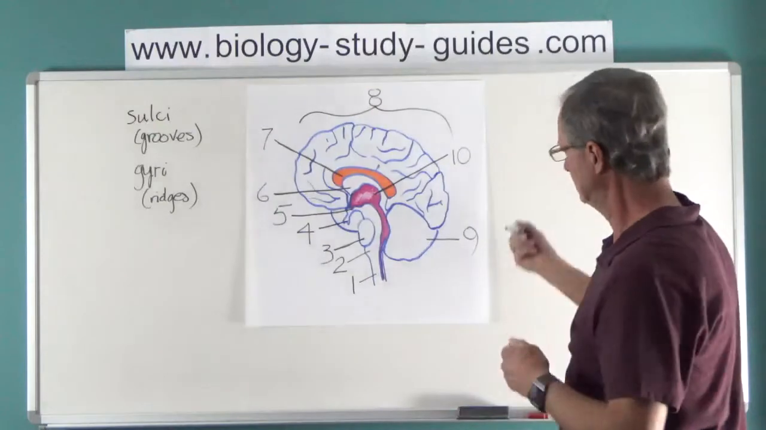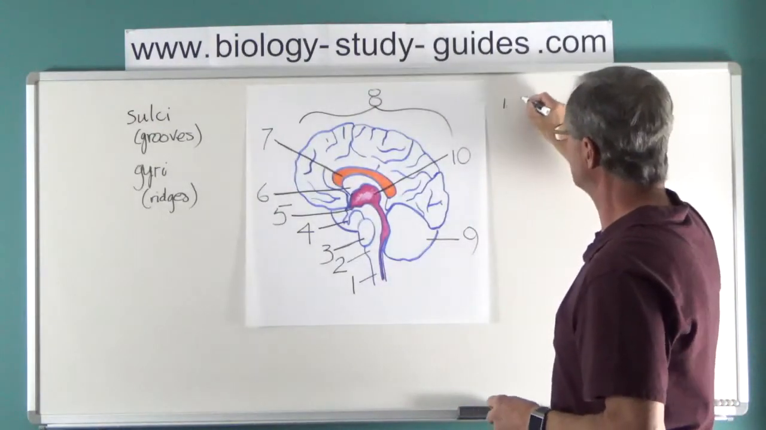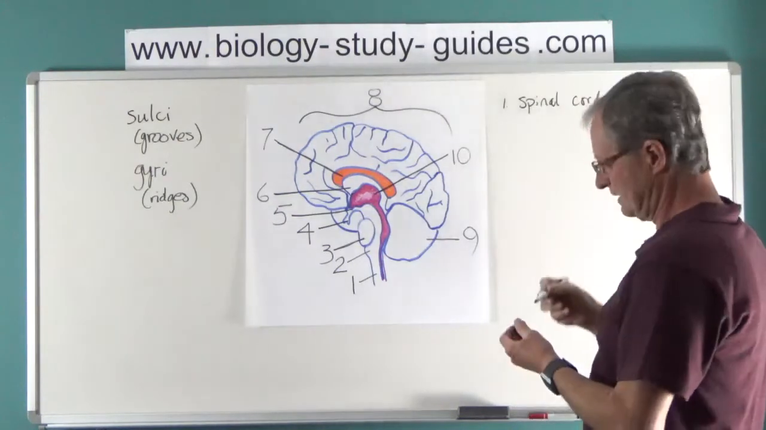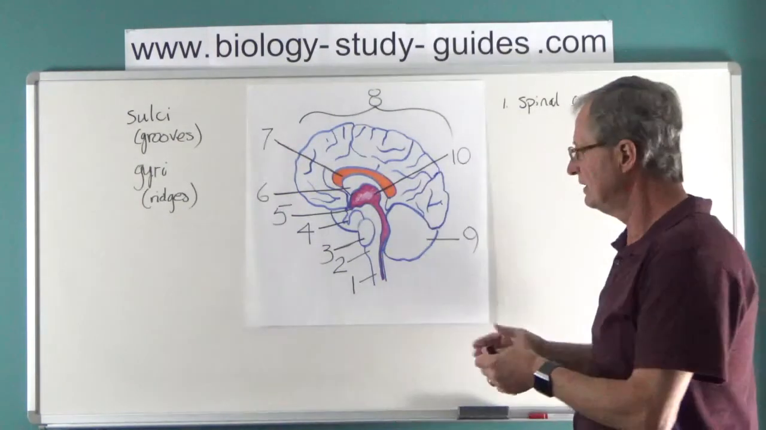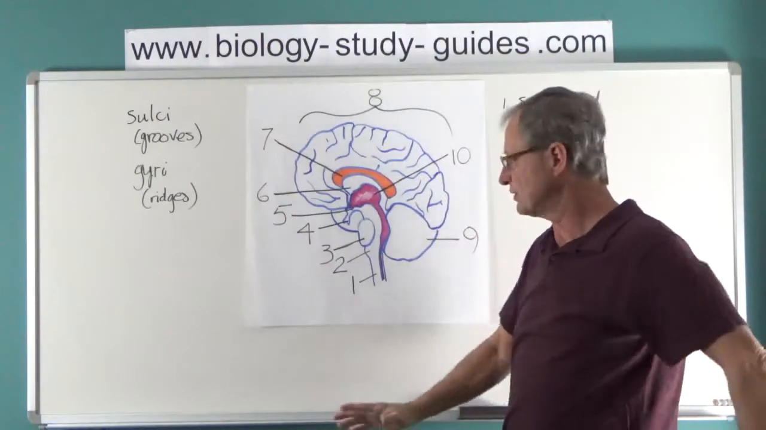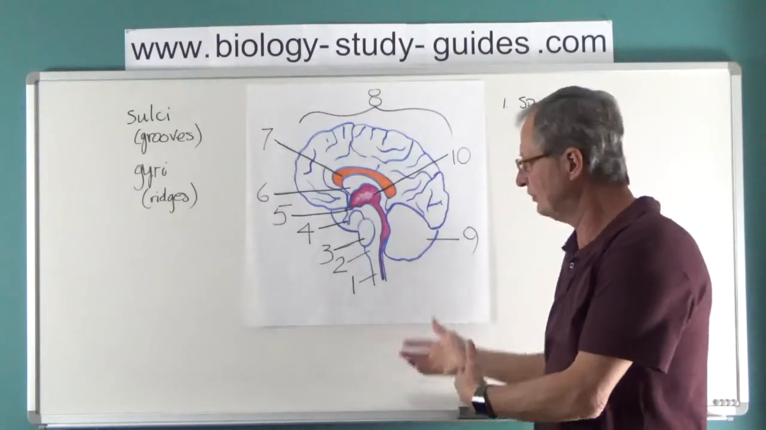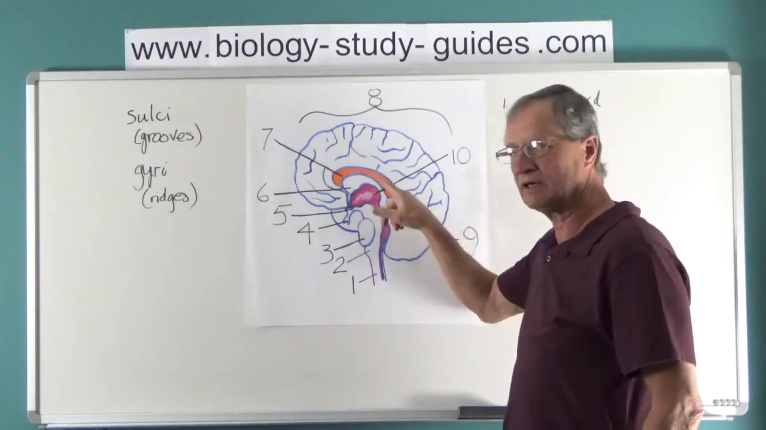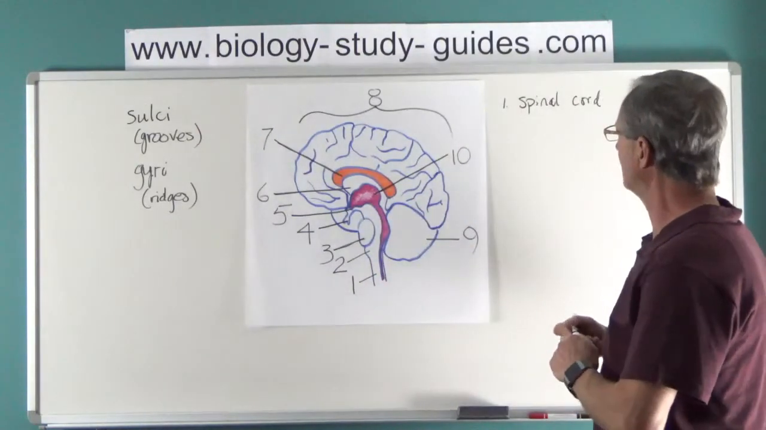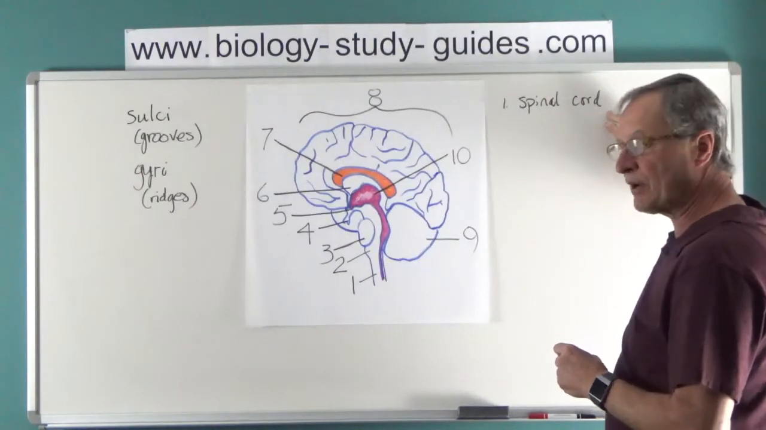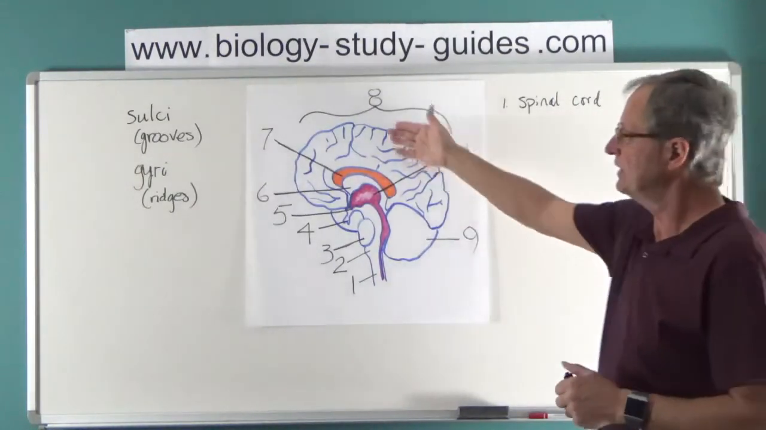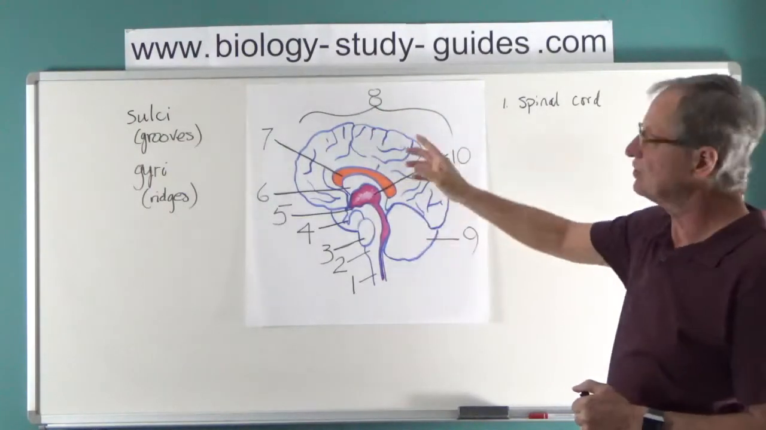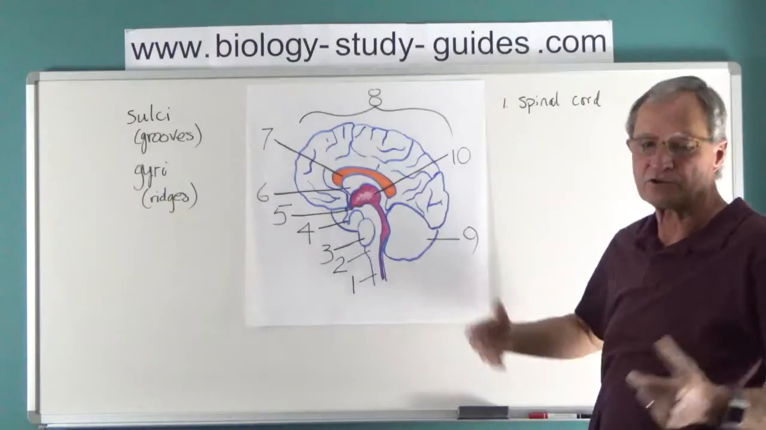Number 1 is the spinal cord. It brings impulses up from the peripheral parts of the body. So if there's something happening in your foot and there's an impulse going up to your brain, it has to come up here to get there. The spinal cord conducts impulses to the brain and away from the brain too, because it may be that the motor area is sending a message down to your foot so you kick or something like that.